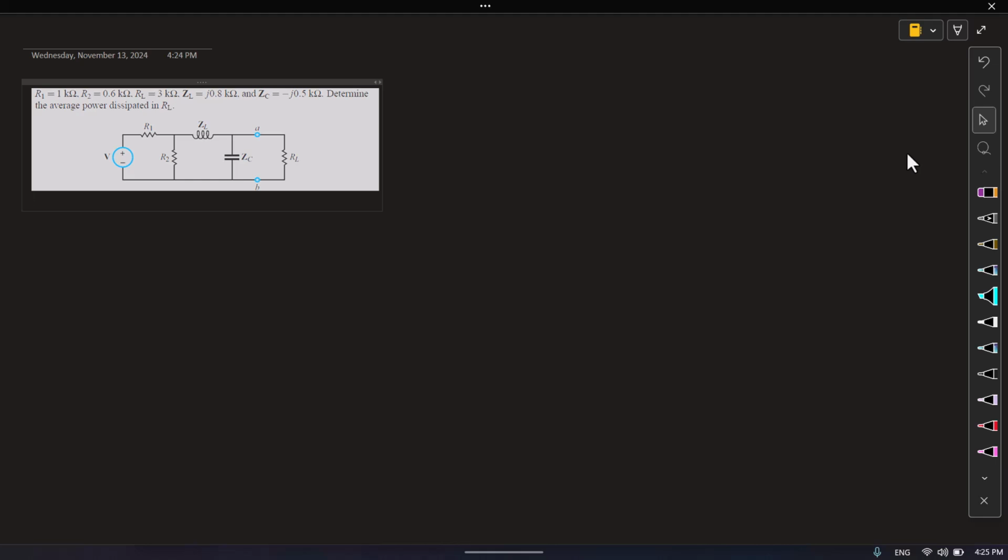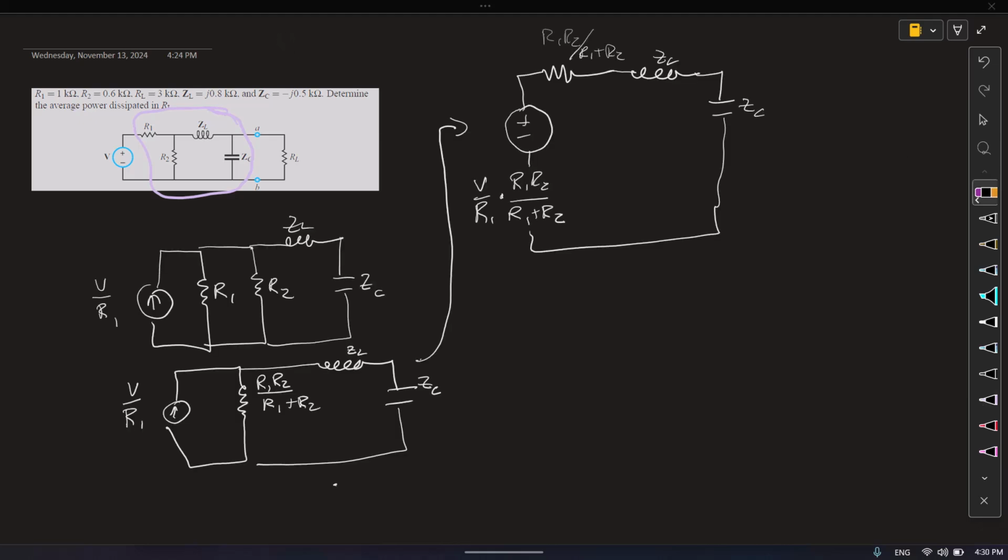So let's see. Let's get everything from here to here, get the Thevenin equivalent of that. So the first thing to do is the source transformation, where we change the voltage source to a current source. So I did that here.